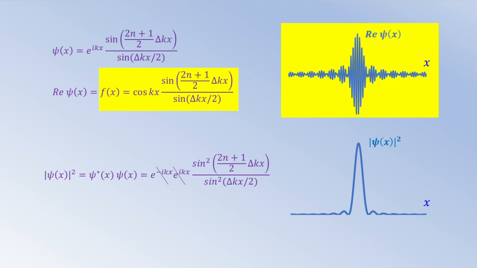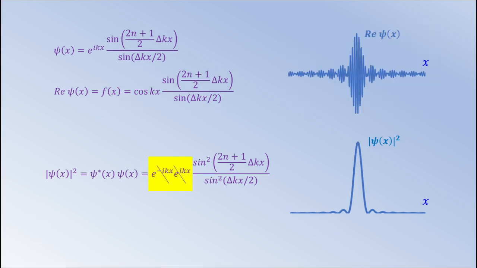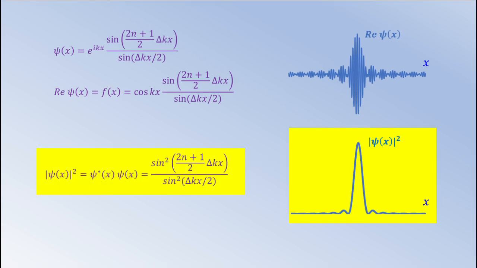We can also calculate the square of the psi function. We see that the imaginary component is killed by the complex conjugate pair, and the relation becomes simpler. Fast oscillations go away from the absolute psi squared, and only the peak with slowly oscillating wings remains. We will use all these results in the next story.